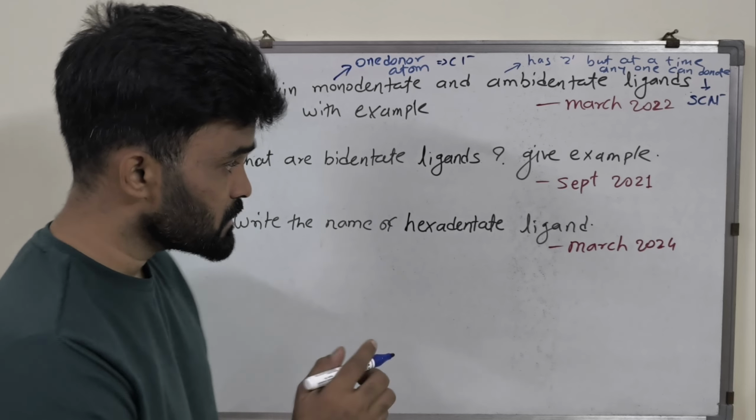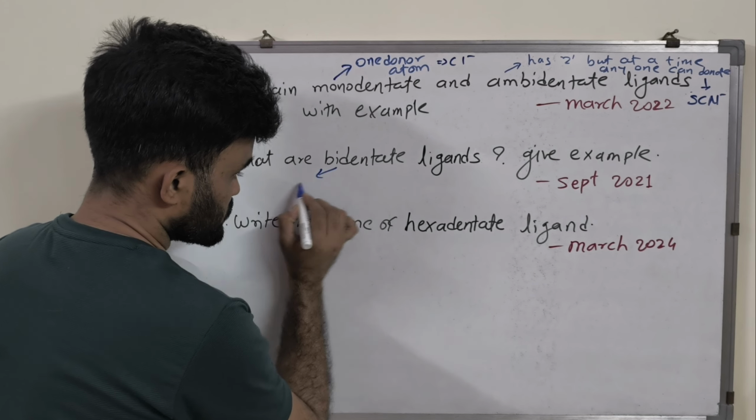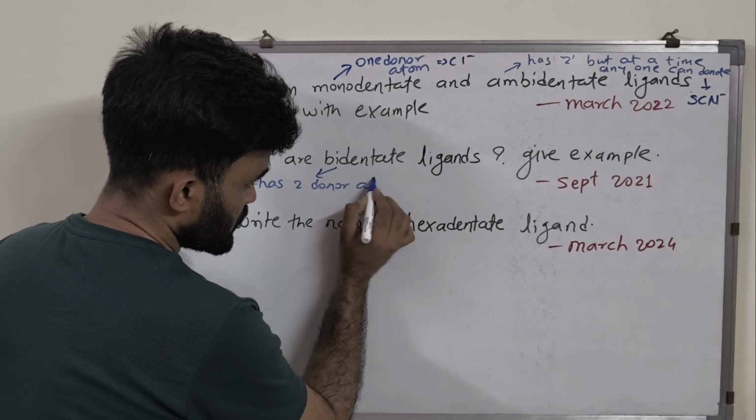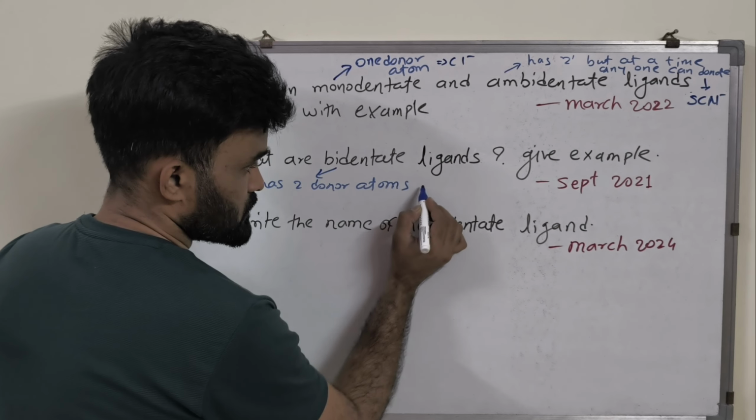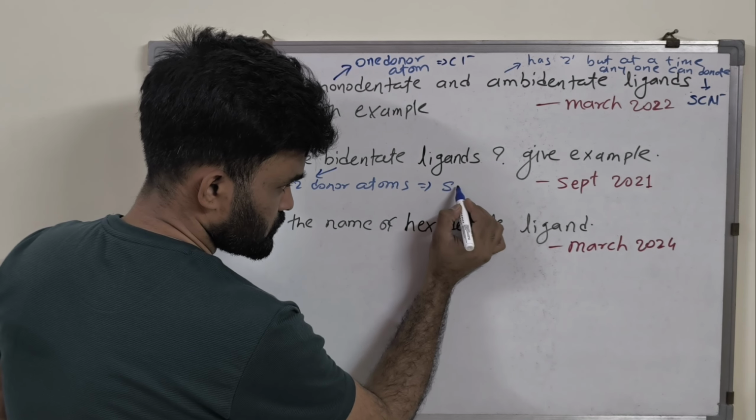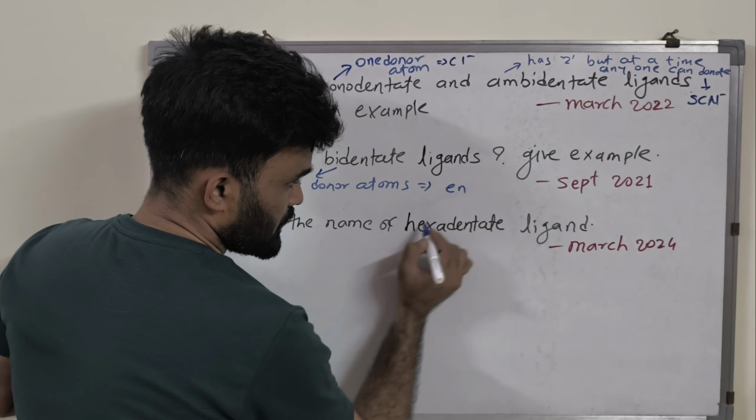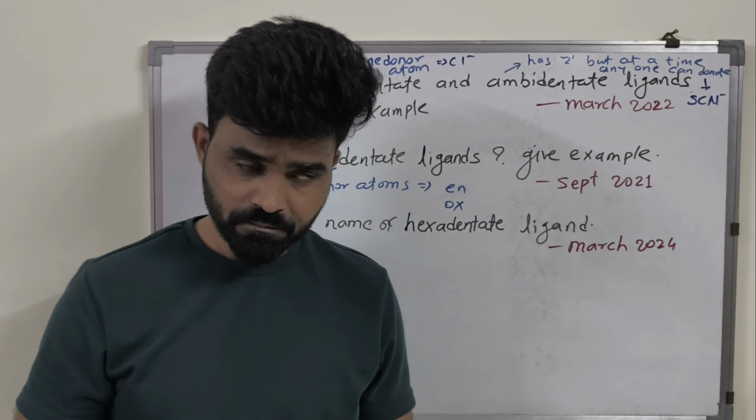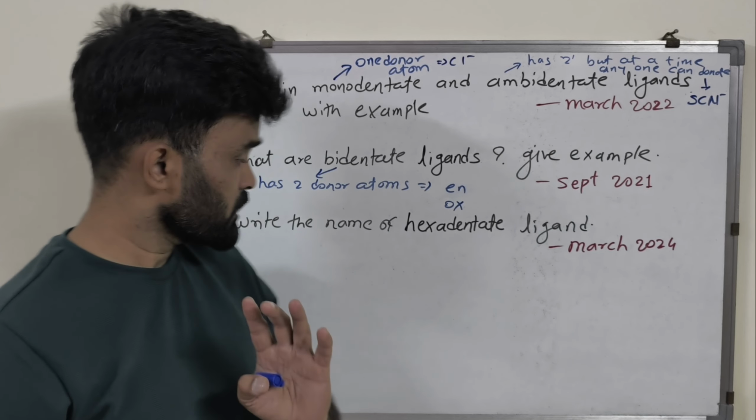Bidentate means it has 2 donor atoms. Example can be ethylene diamine or oxalate ion. Okay? Got it, 2 marks.